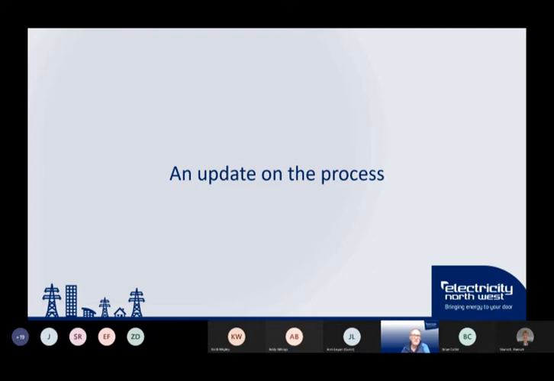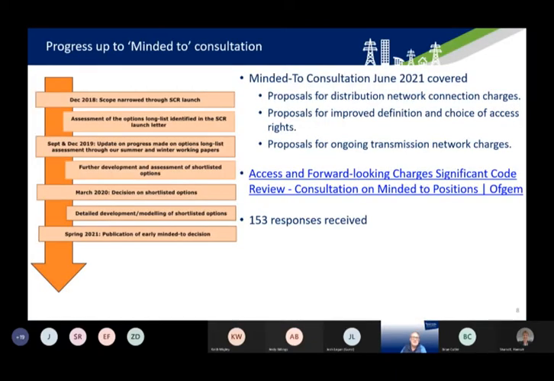In terms of how we've got here, this process started back in December 2018 when Ofgem issued the launch of this piece of work. It's been going on over a number of years, and the approach they've taken is to hone down options. They started with a long list of possibilities, which got limited down to a short list in March 2020.